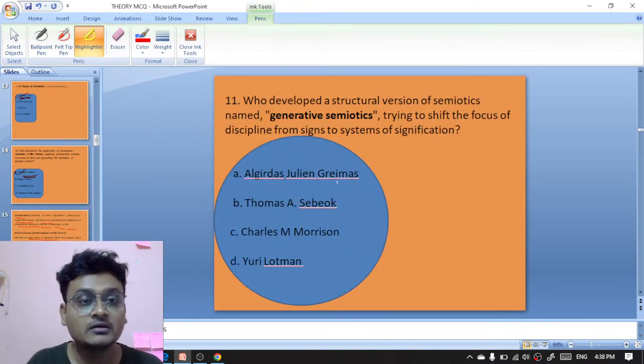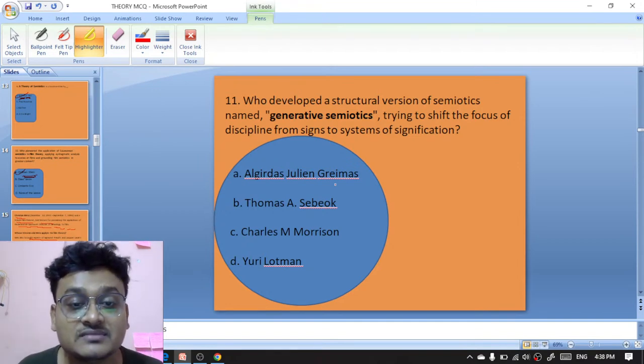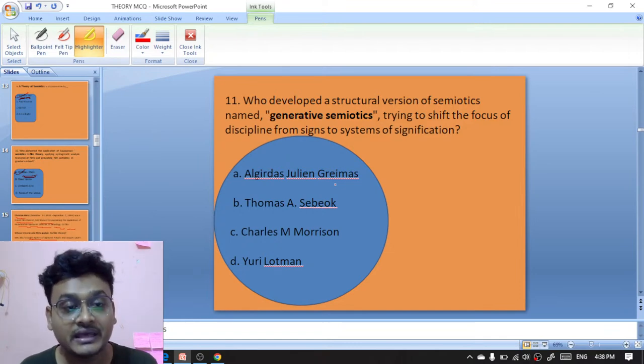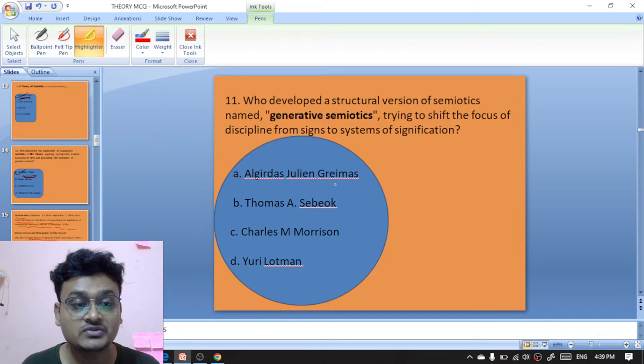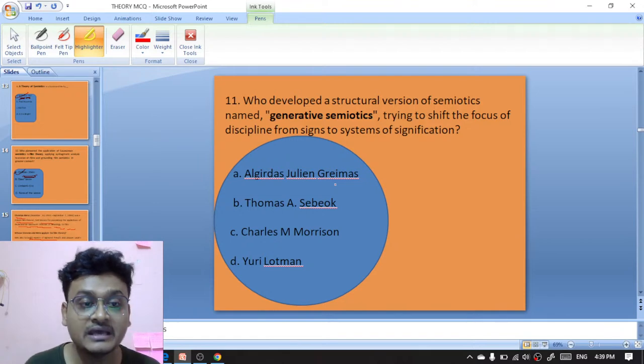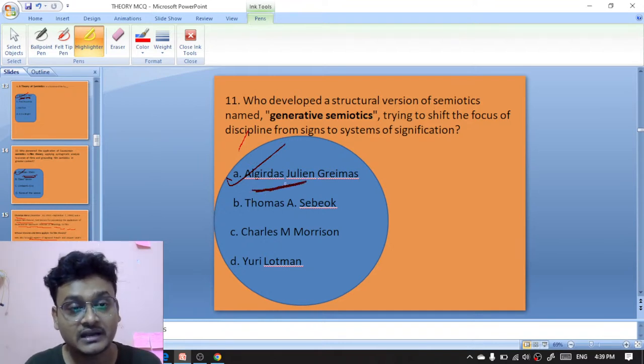Moving on to question number 11, who developed a structural version of semiotics named generative semiotics? So which theorist here has developed generative semiotics, trying to shift the focus of the discipline from science to systems of signification? Your options are A. J. Greimas, that is Algirdas Julien Greimas, Thomas A. Sebeok, Charles W. Morris, Yuri Lotman. So generative semiotics is related to A. J. Greimas. Algirdas Julien Greimas has developed generative semiotics. A is the right option.